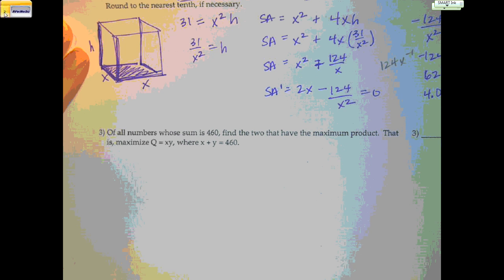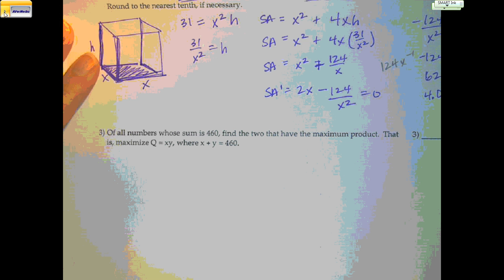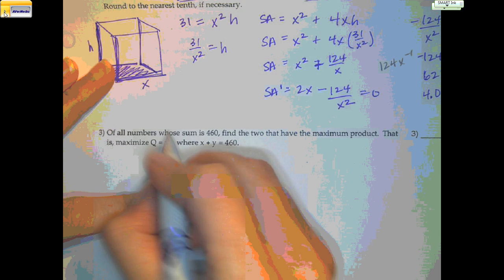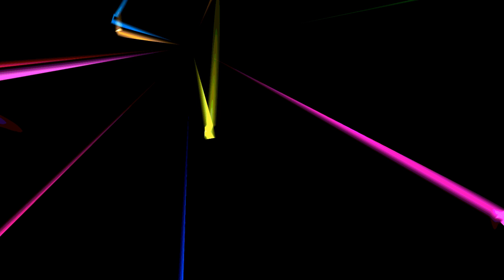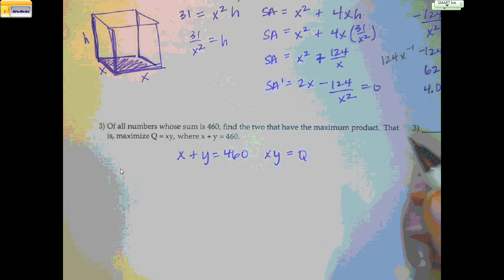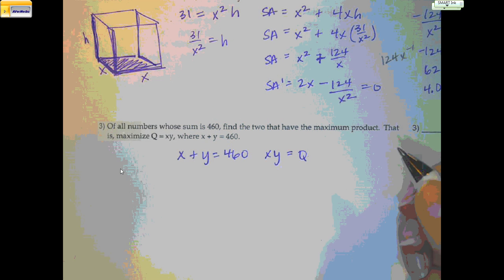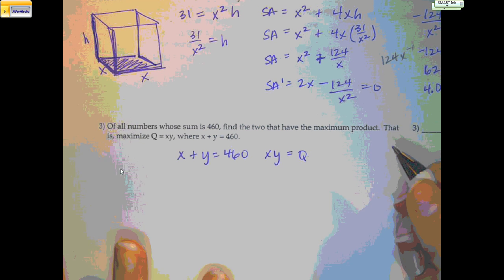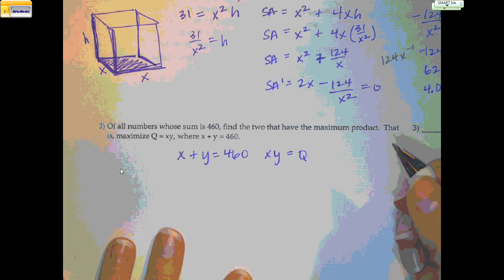Of all numbers whose sum is 460, the two that have the maximum product is what we want. So we're adding two numbers together to get 460, and the product we want the maximum of, and they even give you the equations. They're super nice on this. They give you both equations. Are you going to derive the one on the left or the one on the right? The one on the right, because it says maximum product.